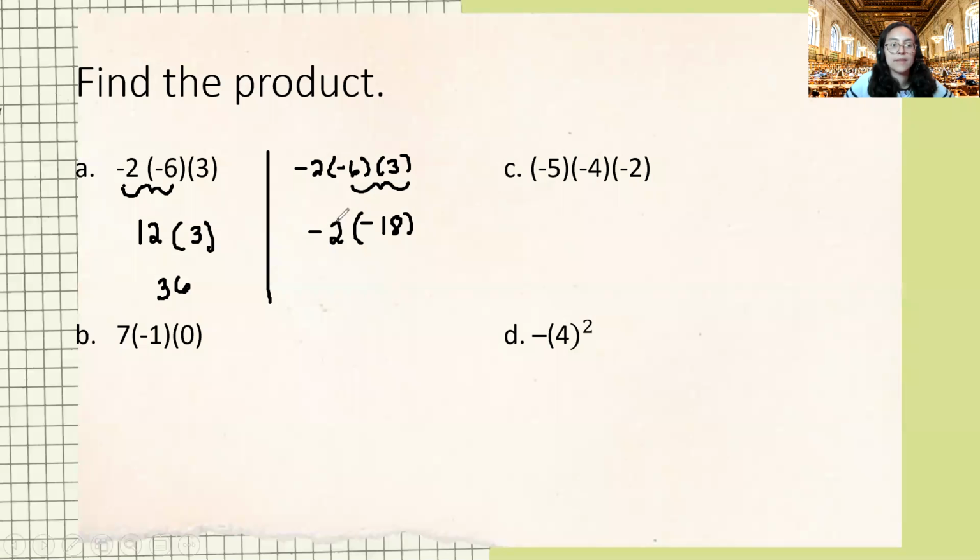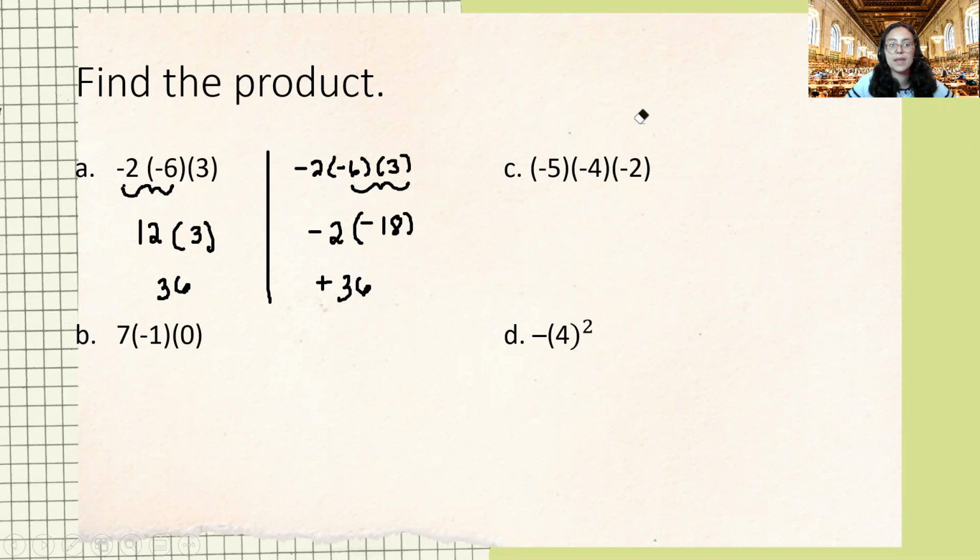So here we have -2 times -18. So a negative times a negative is going to give me a positive, and 2 times 18 will give me 36. Okay, and if you didn't, you can just do this, carry the 1 and 36. Okay, so that is another way to do it. And I would encourage you to do it another way for all of these examples.